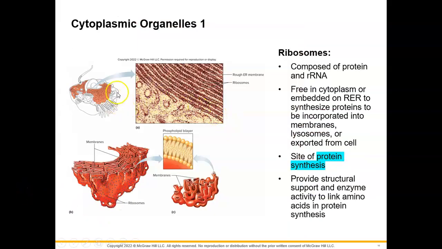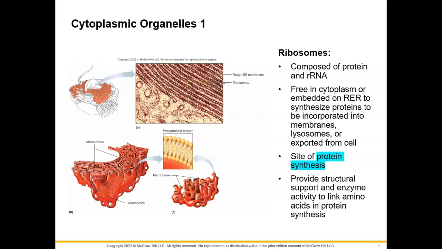Within the cytoplasm, we find ribosomes. Ribosomes are composed of protein and ribosomal RNA. They can be found roaming free around the cytoplasm or embedded like studs on the rough endoplasmic reticulum. On the ER, they synthesize proteins to be incorporated into membranes, lysosomes, or exported from the cell.